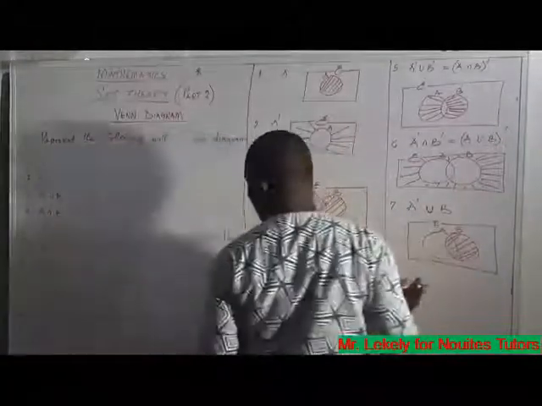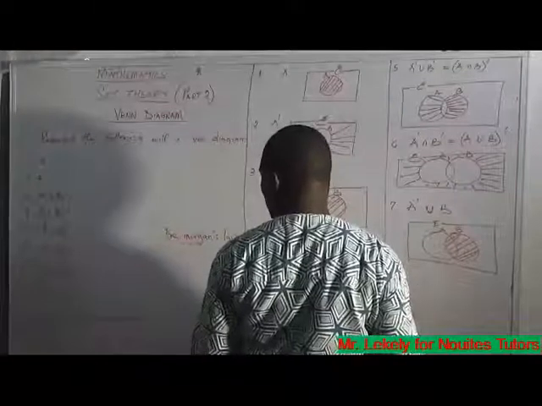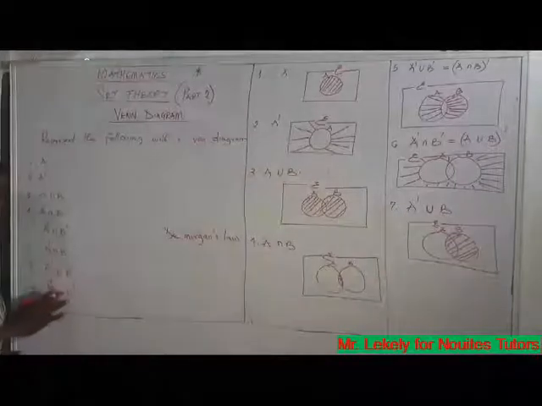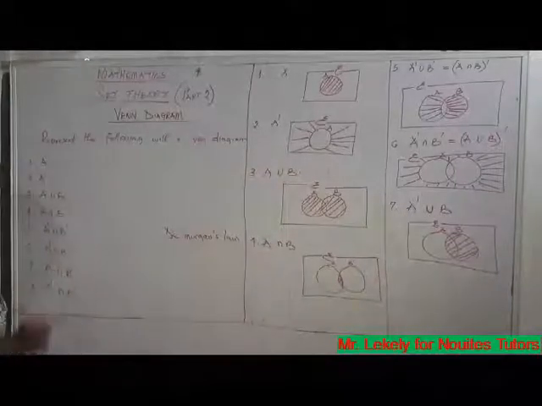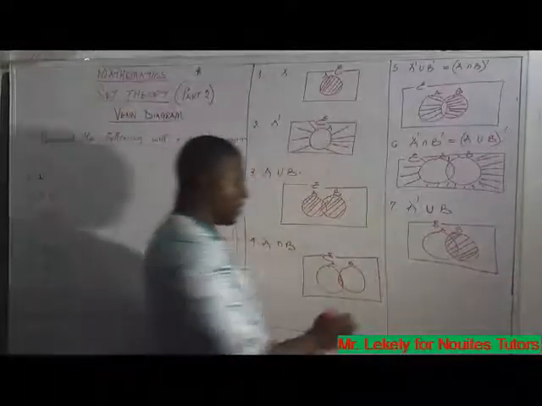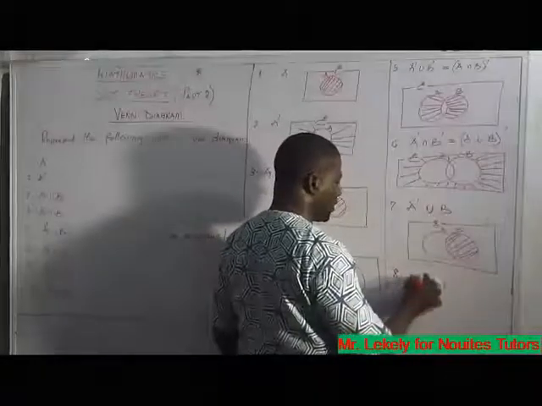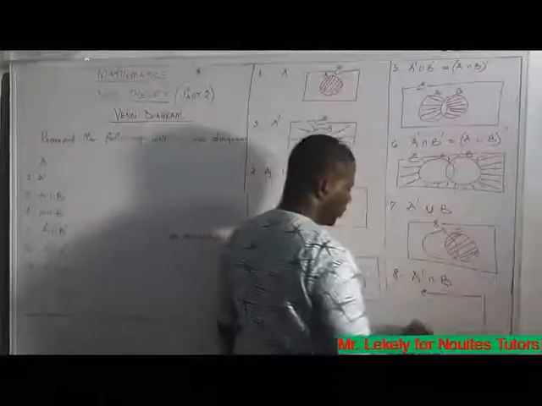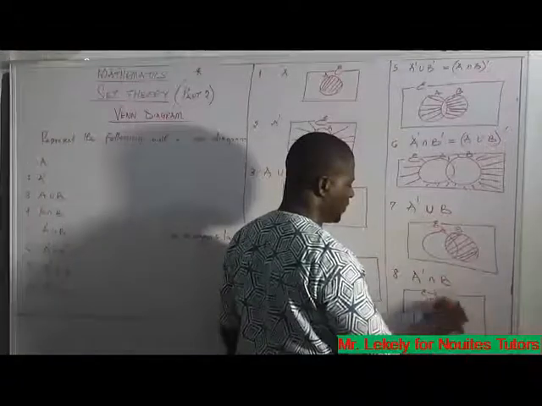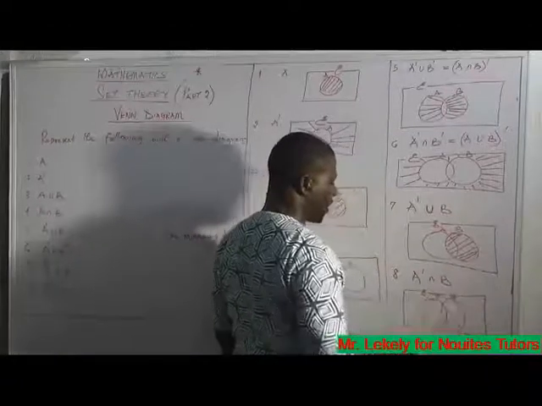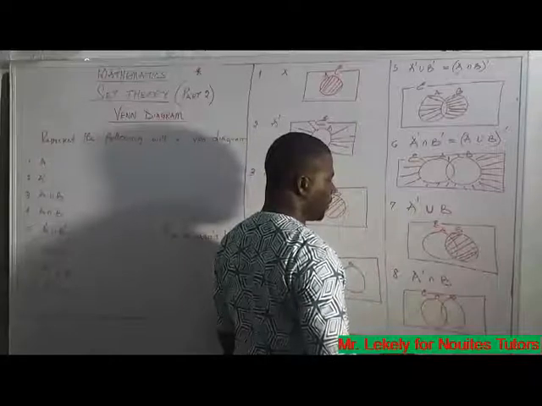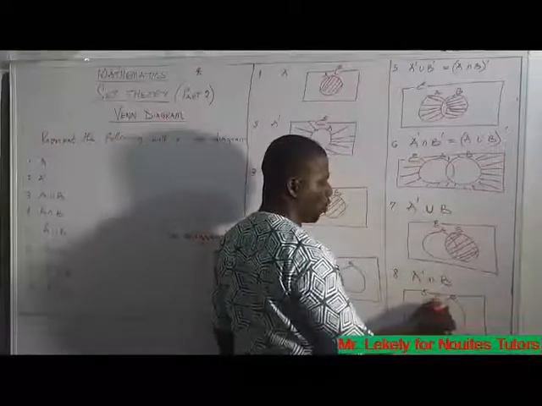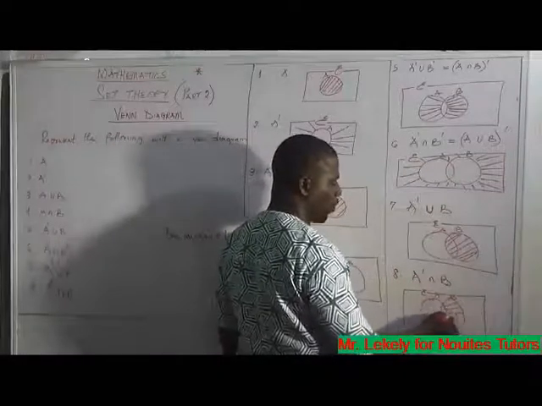But let's assume that we have A prime intersection B. Look at this. A prime intersection B, something like this. So A prime intersection B, which is number 8, will now be, this is the universal set. You have A and B, and then so you have, don't touch A at all. Don't shade A at all.